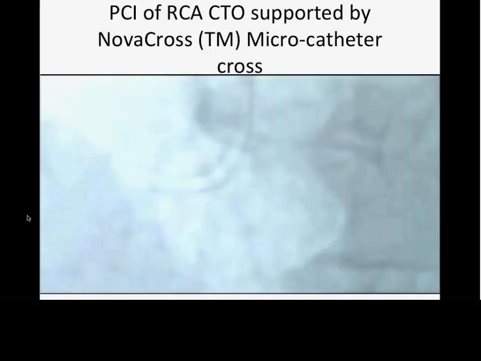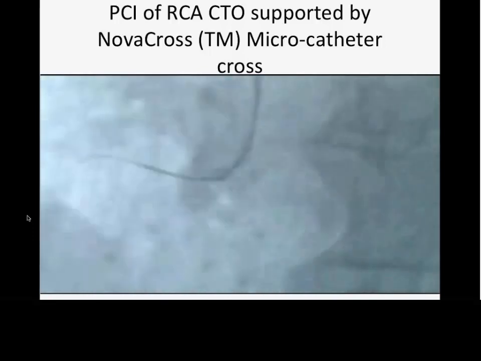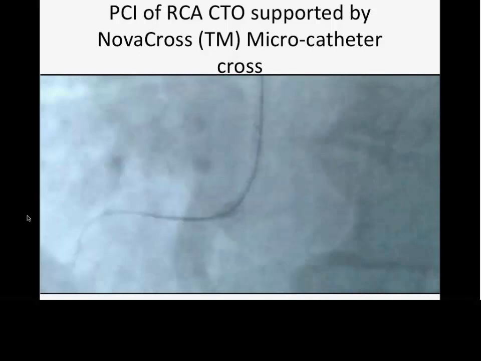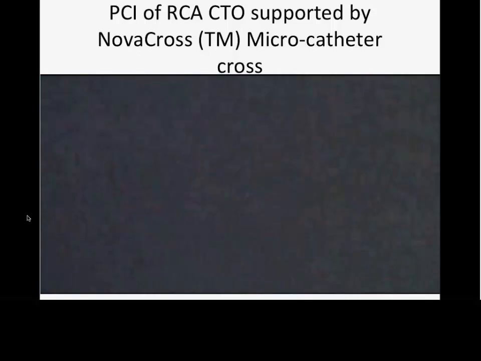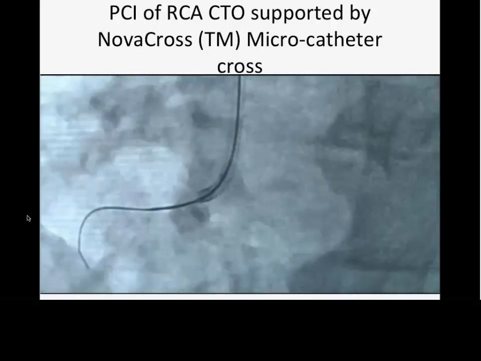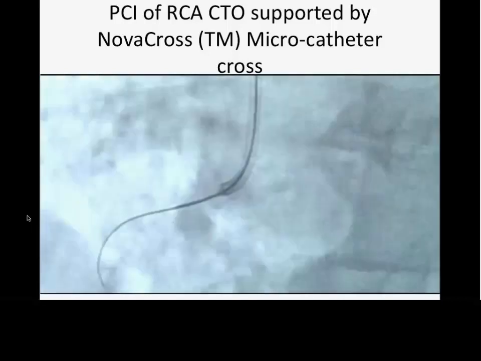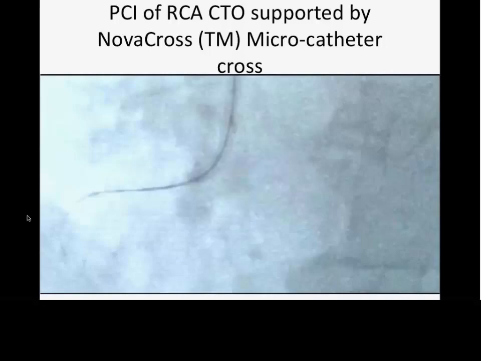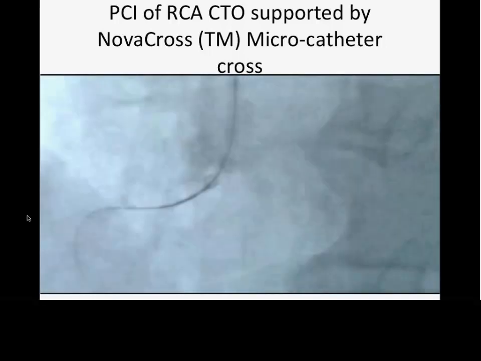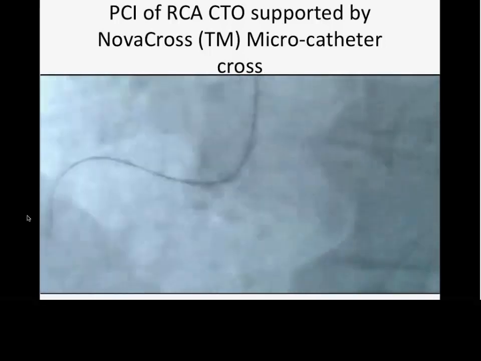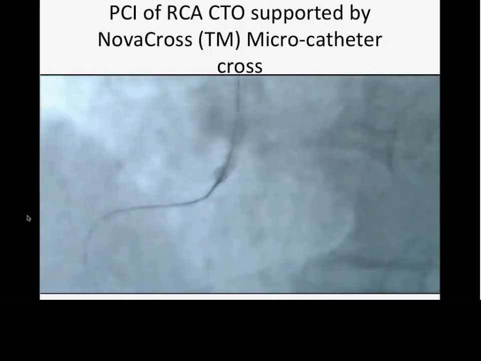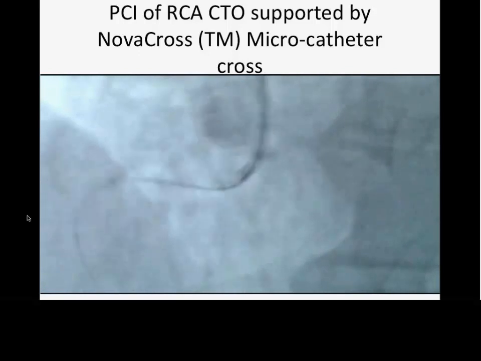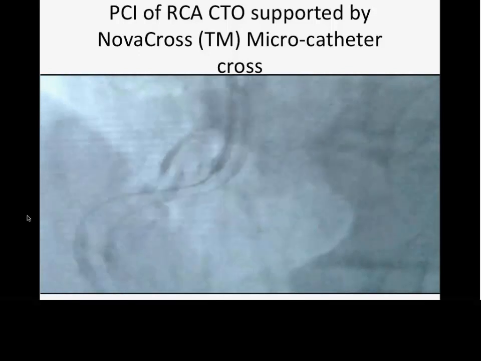You can see the artery is anchored within the vessel, and you see how nicely it was possible to cross the vessel with the Confianza, going to the true lumen. But after that, you see how the artery is tortuous. I have lost all my position, so the wire goes out.